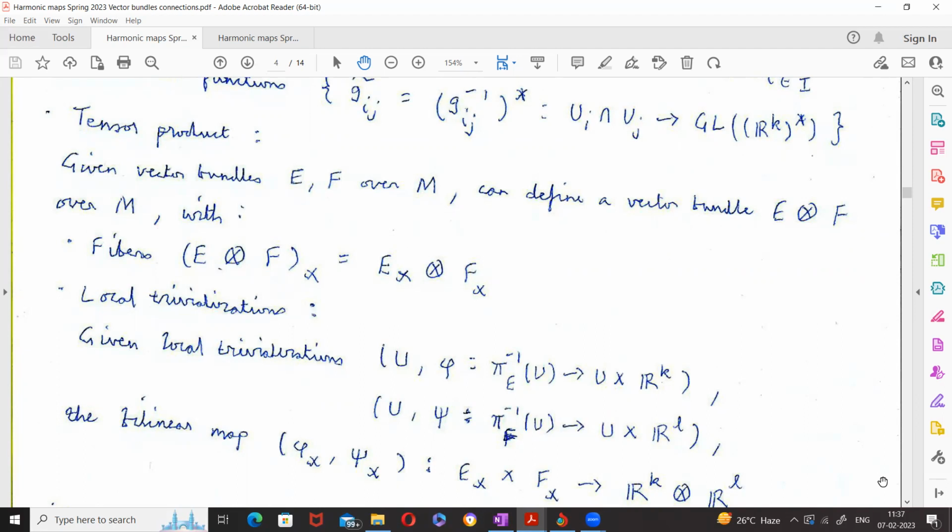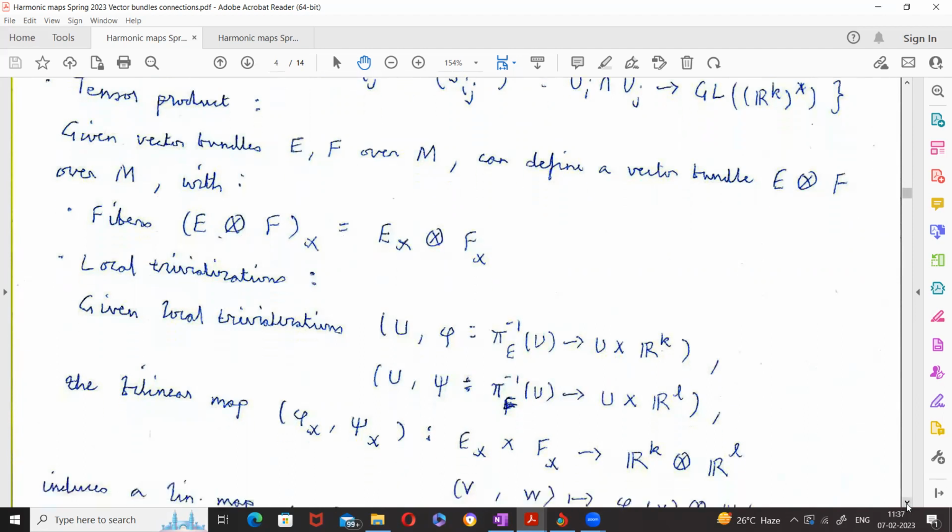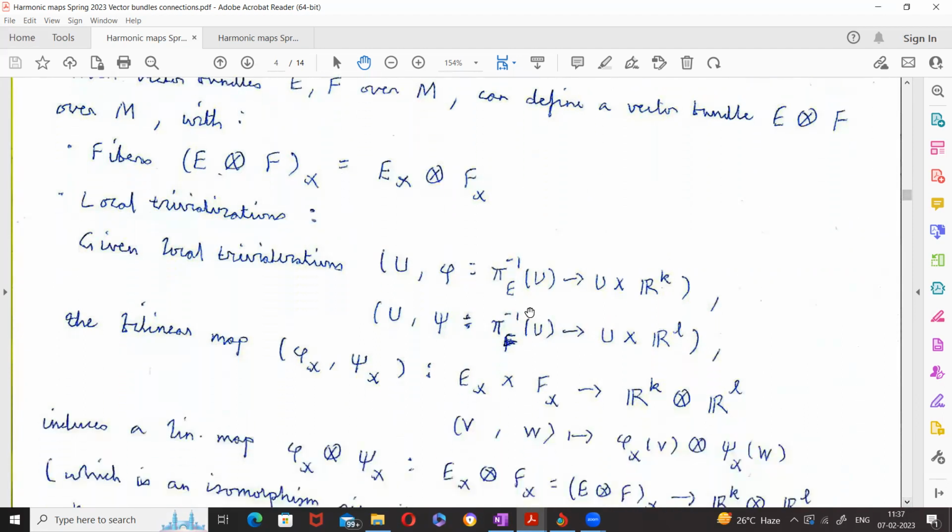Okay. So suppose E is a vector bundle of rank K. So the trivialization takes values in U cross RK. And F is a vector bundle of rank L. So the trivialization takes values in U cross RL.